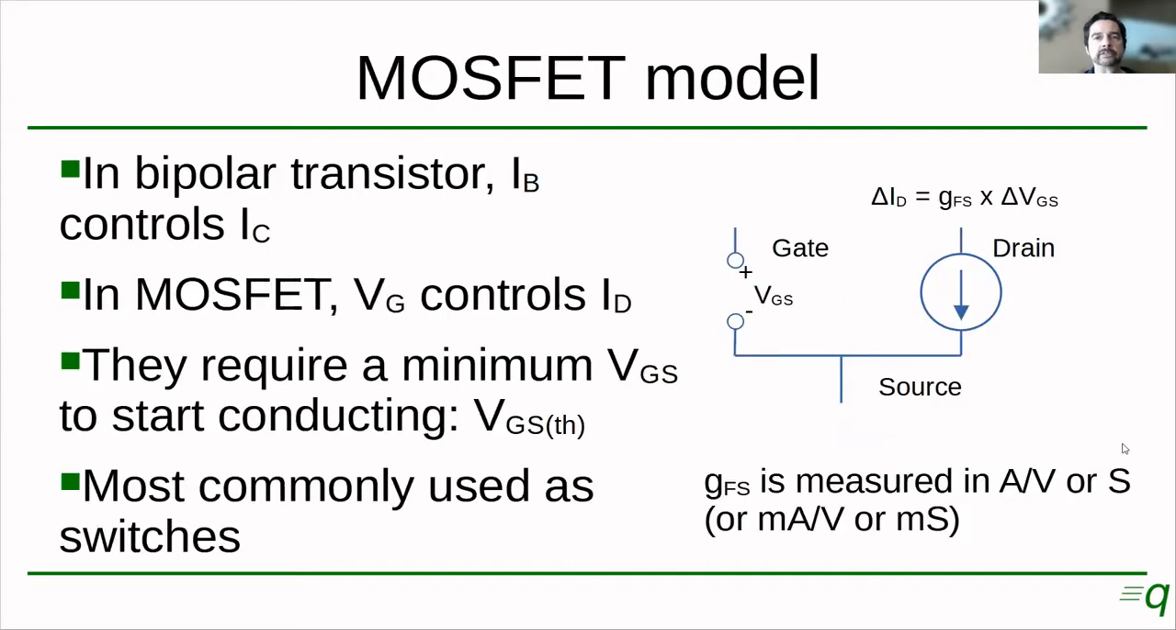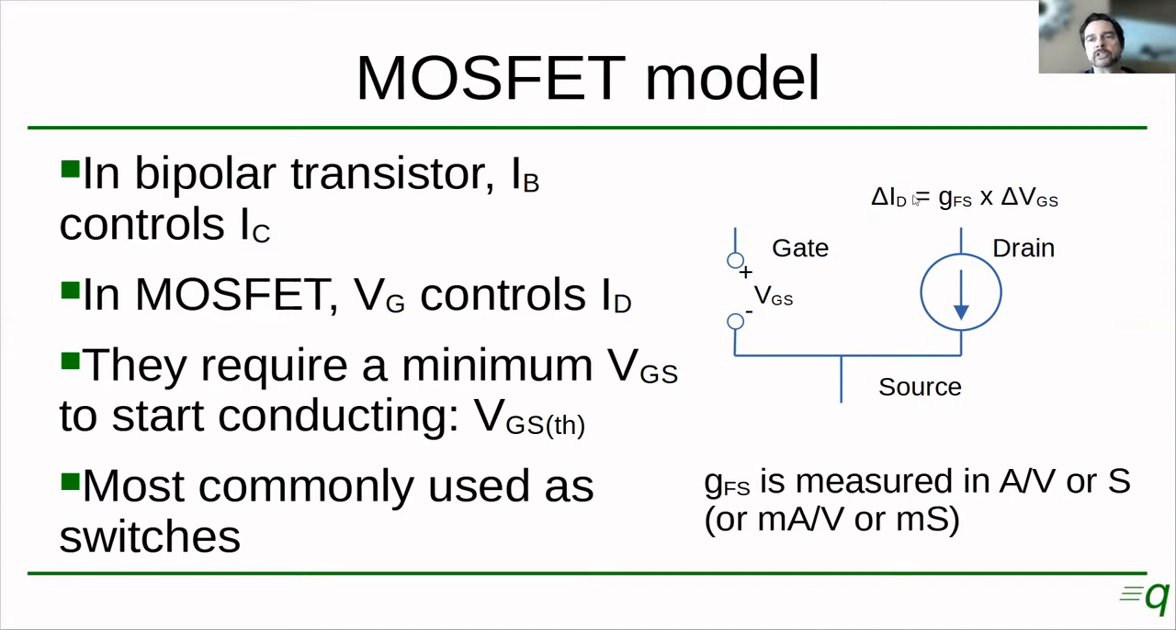Now, let's have a look at the MOSFET model. Remember, in bipolar transistors, the base current was controlling the collector current. In MOSFETs, it is the gate voltage, not the current, that controls the drain current. So the model is going to be something like this, right? Remember, on the bipolar, we had a diode between the controller terminal, which was the base, and the emitter. And here we have nothing between the gate and the source. It's simply the voltage. And this voltage is going to be controlling the current through the drain terminal, right?